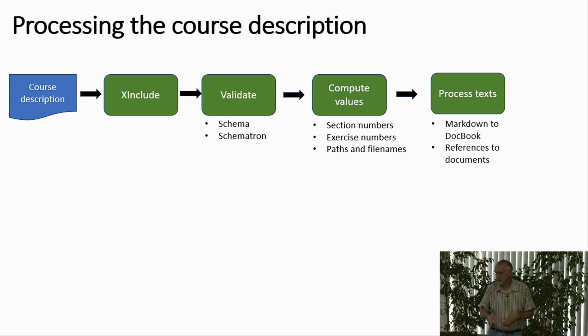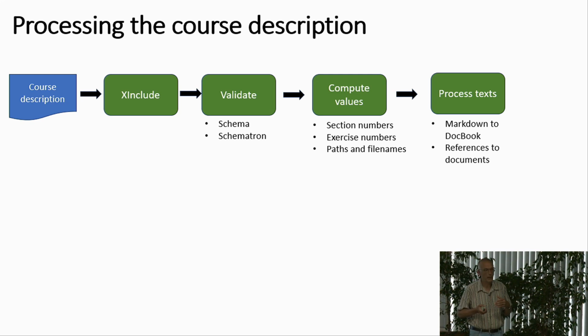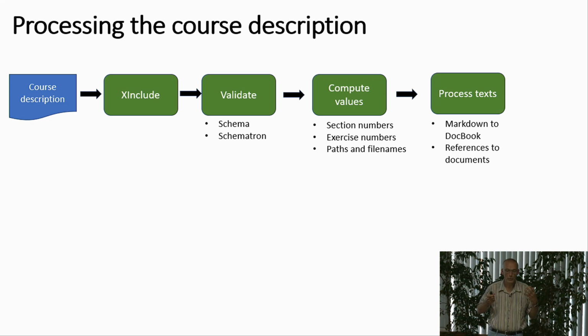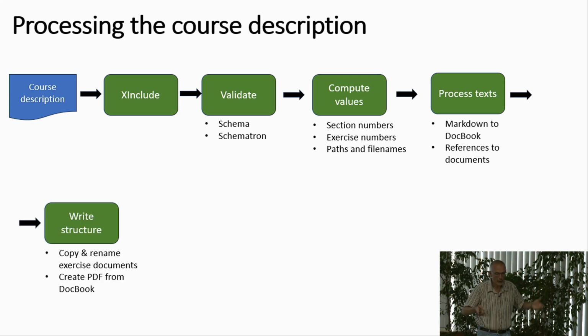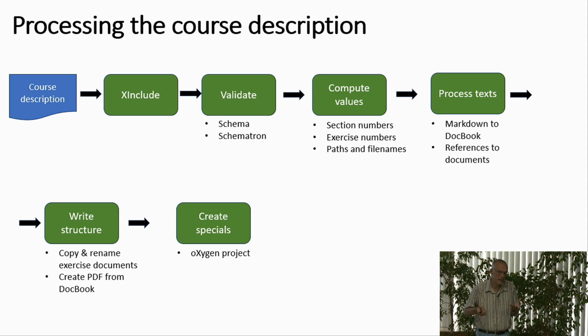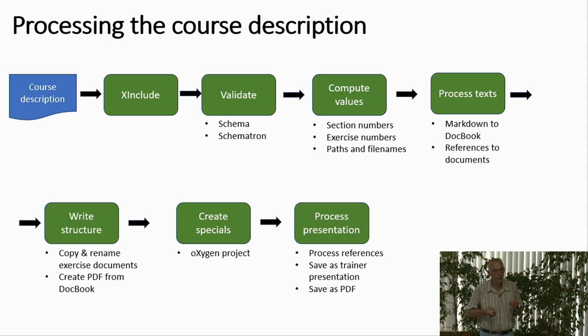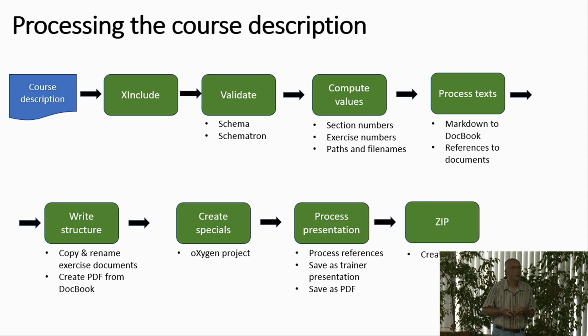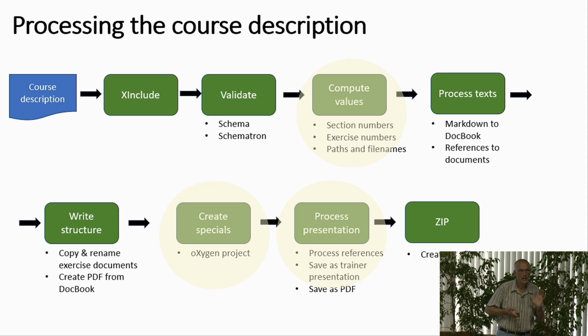Then I process the text, I do the Markdown to DocBook conversions, I check for all these @ signs and triple block angle stuff to convert it and to put in all the references. Then I write all the files, so I copy all the files for the exercises. I create some specials. One of them, and there are more, is the Oxygen project. I process the presentation, I'll get back to how that works, the PowerPoint, and zip the whole thing up, and we're done. So this is, of course, a simplified version of the XProc pipeline. Let's have a look at 3 of the green blocks here.